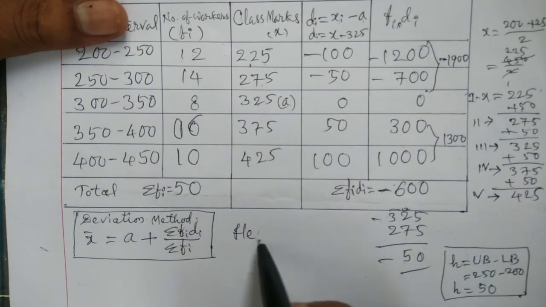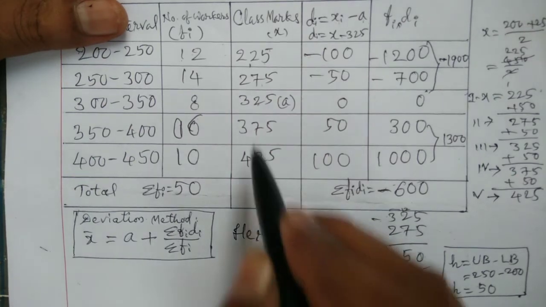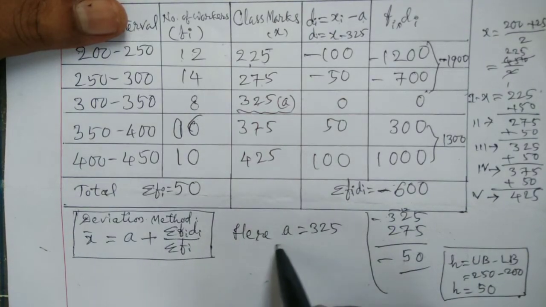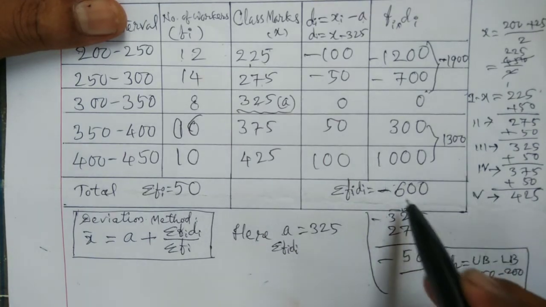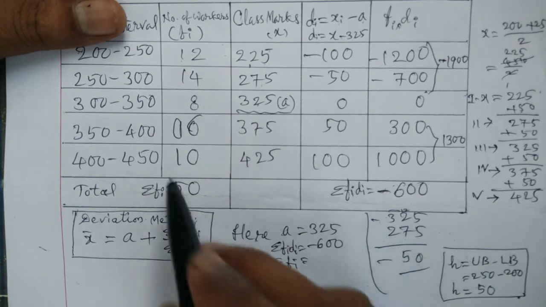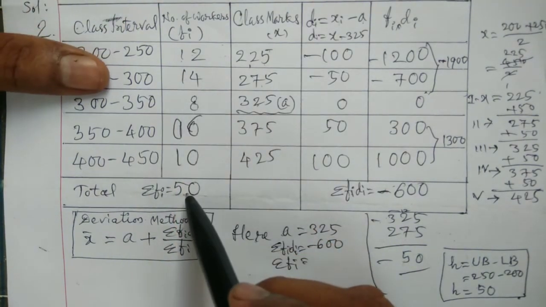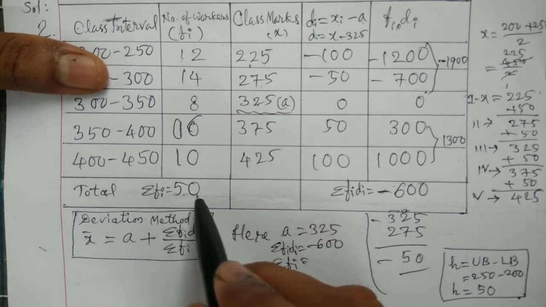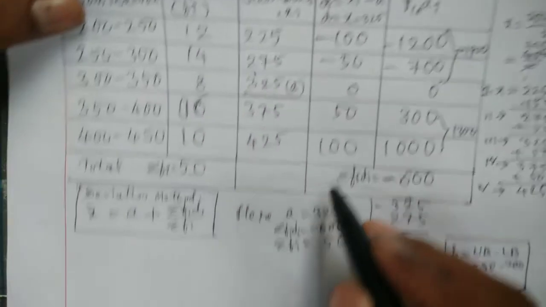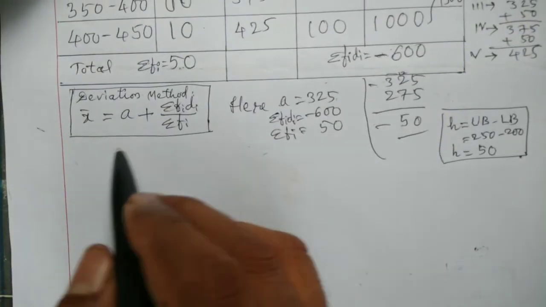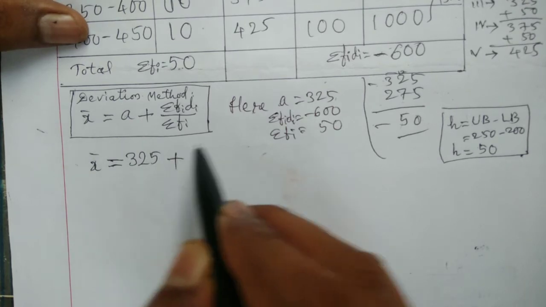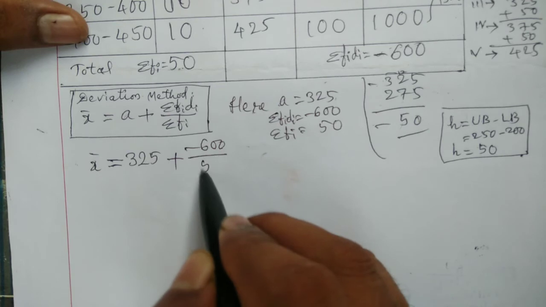So in this formula we have a is equal to 325 and sigma fi di, how much, minus 600, and sigma fi already given 50 workers, so summation of fi is 50. So we have to substitute these values in this deviation method formula. X bar is equal to A, 325, plus minus 600 by 50.